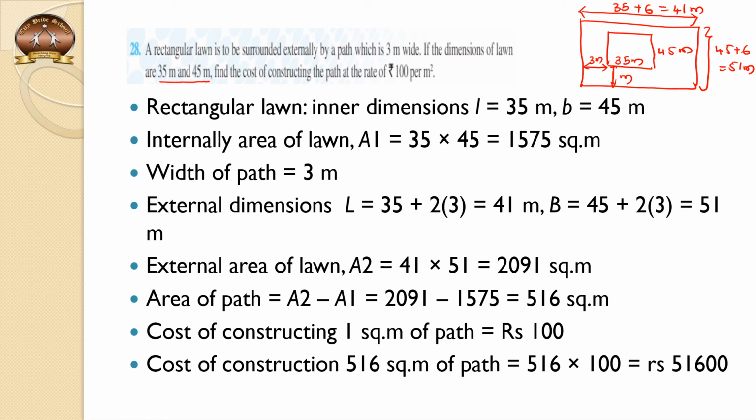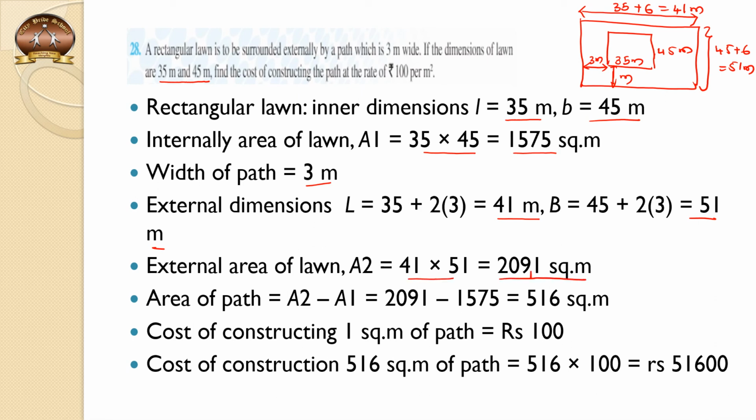That is, L is equal to 35 meter, B is equal to 45 meter. So the area of this lawn, when I multiply L into B, I get 1575 square meter. Now I will write the width of the path, that is 3 meter. So the length of the path plus lawn will become 41 meter and the breadth will become 51 meter, and the area will be equal to 2091 square meter.